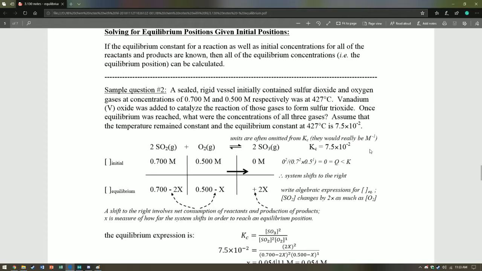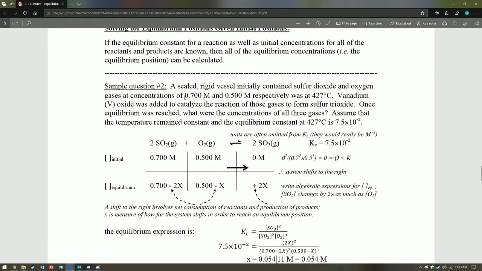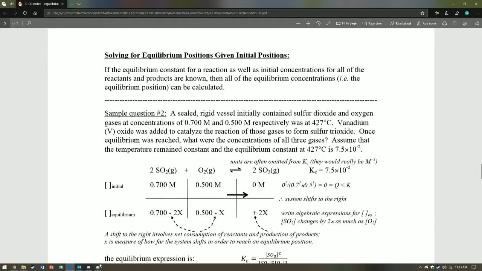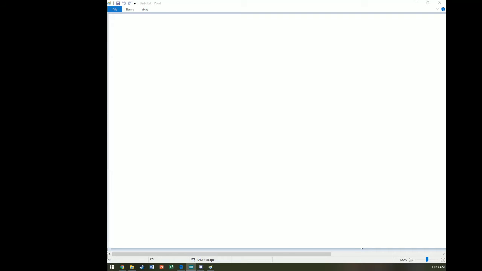Now, standard levels will probably not need to know how to do this as well. However, you're given the change. You're generally given the change, or it's very easy to figure out what the change is. So let's do this sample question here, and you'll get an idea of how to do one of these ICE charts. I think that's the best way to do it.